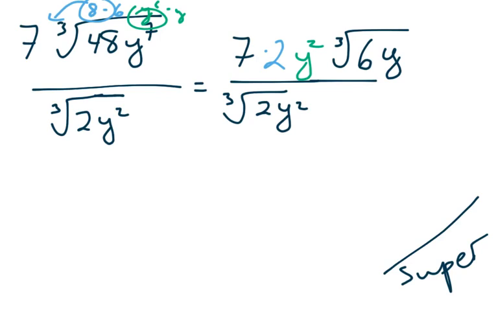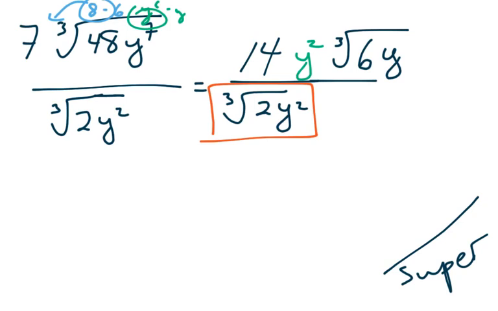Now, you haven't seen this yet, but can you guess what's going to happen with these two numbers? Well, yeah, you're going to multiply them. So we can multiply those, and we can get 14. For sake of space, I'm going to go ahead and just change them to 14. But now I'm staring at 14y squared, the cube root of 6y, divided by this cube root of 2y squared, which now is our problem.